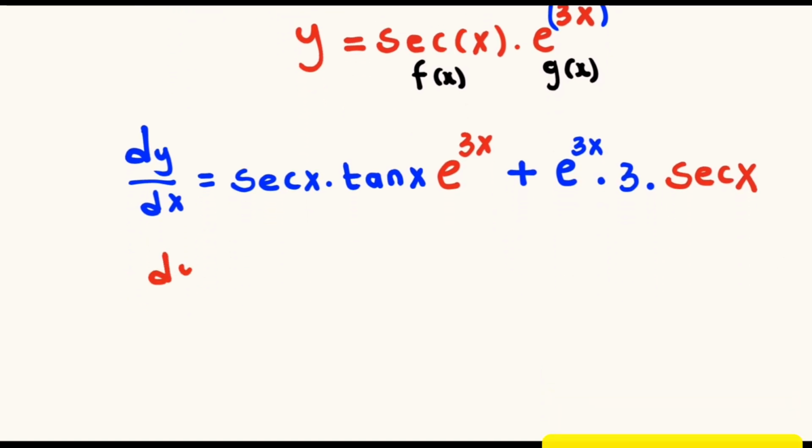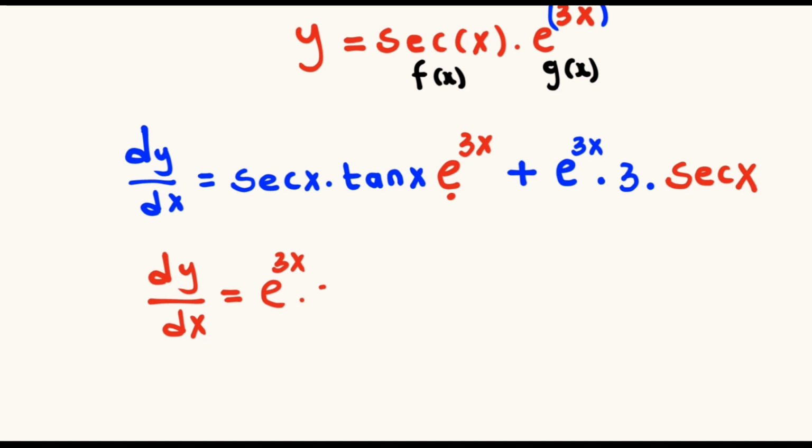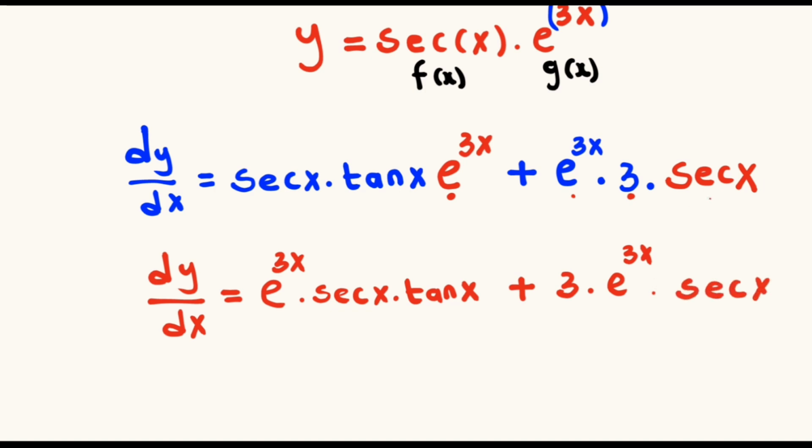We can go ahead and simplify. So we have dy divided by dx, which will be equal to, so let's start first with the e raised to the power 3x, followed by the sec of x multiplied by the tan x, plus we start with the 3 and we multiply this with the e raised to the power 3x, and finally multiply this by the sec of x, and this will be our answer for this question.